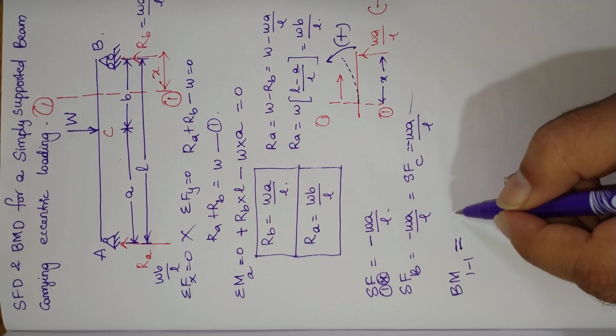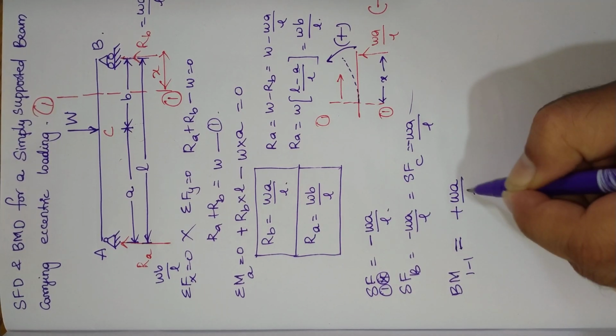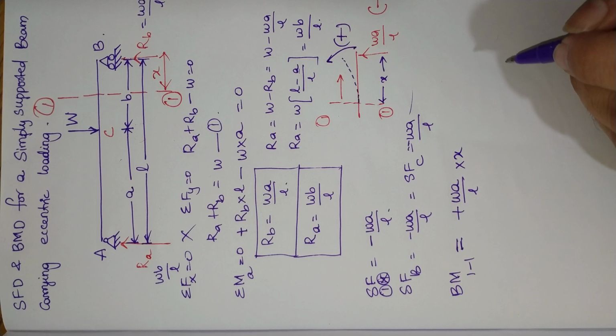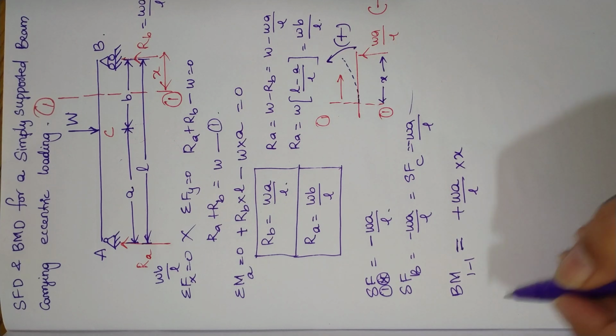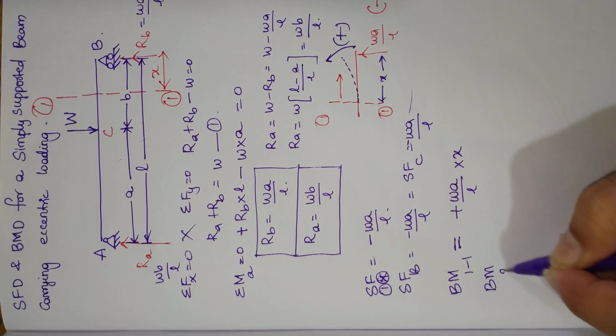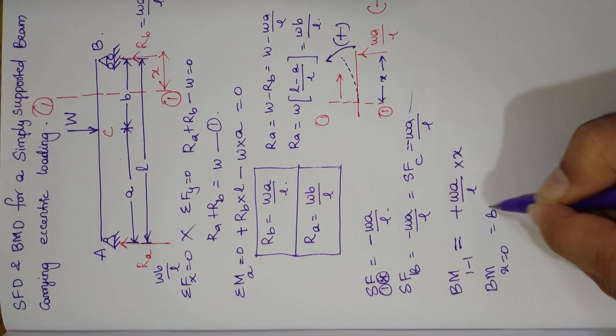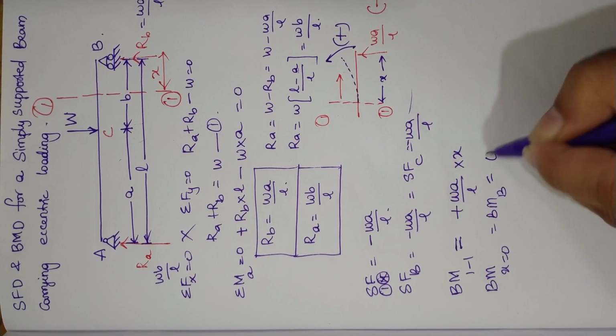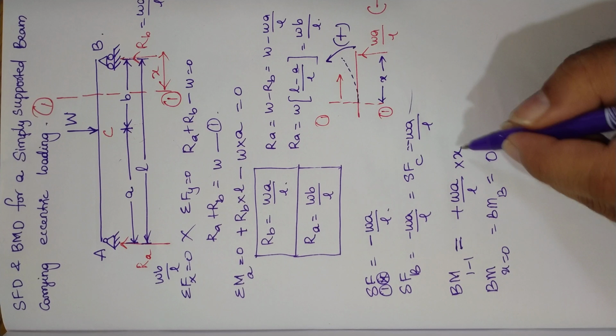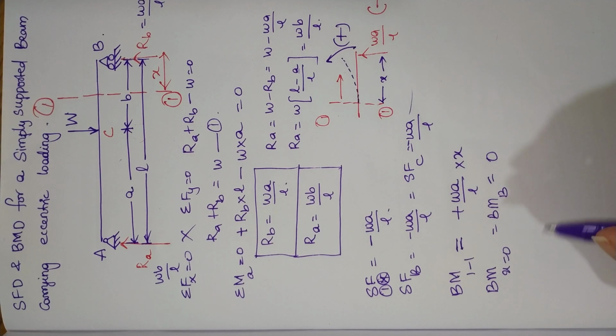So bending moment will be equal to plus WA by L multiplied by x. So this is the bending moment equation we get. Now bending moment at x is equal to 0. That means bending moment at point B will be equal to 0. Why? Because when we substitute x is equal to 0, you will get bending moment equal to 0.